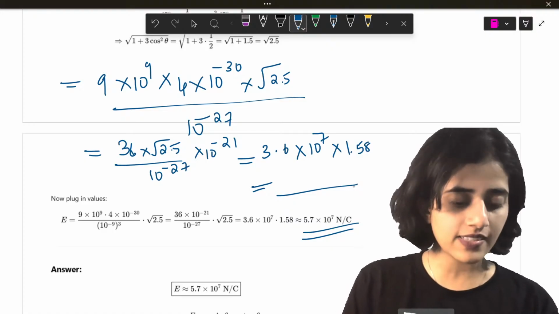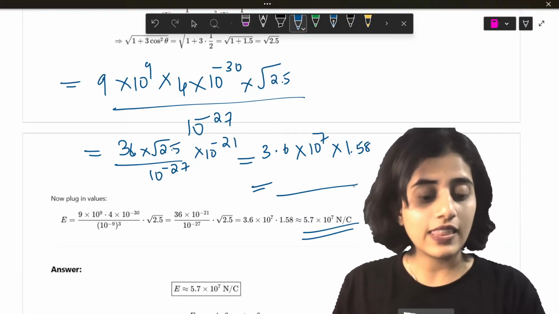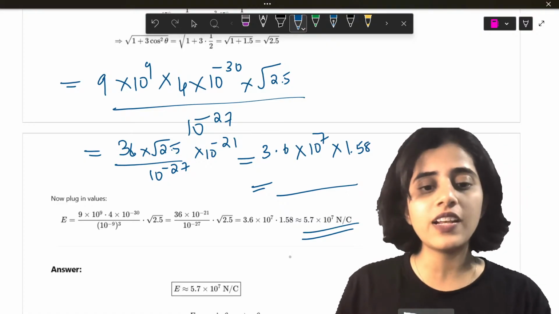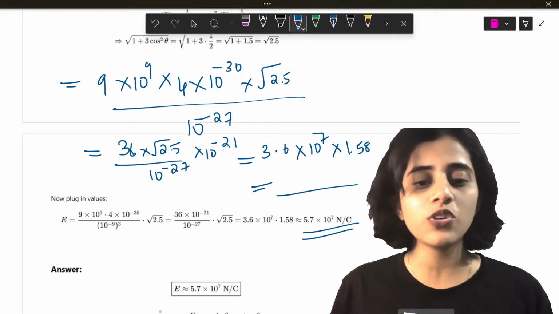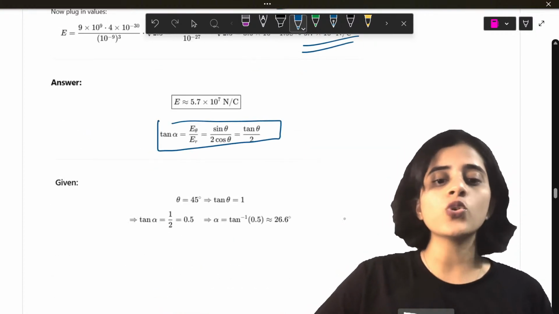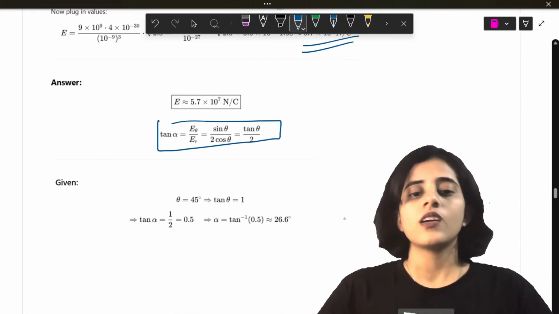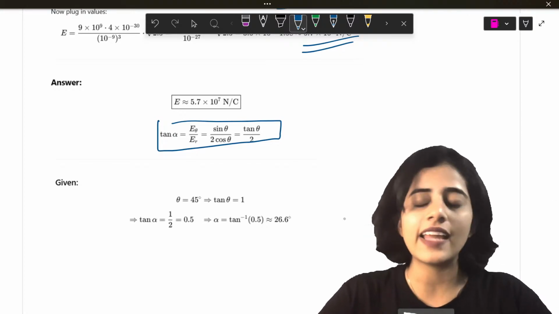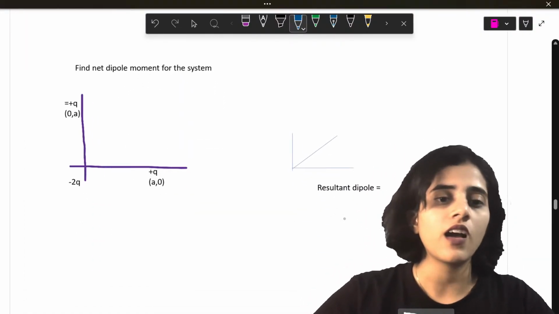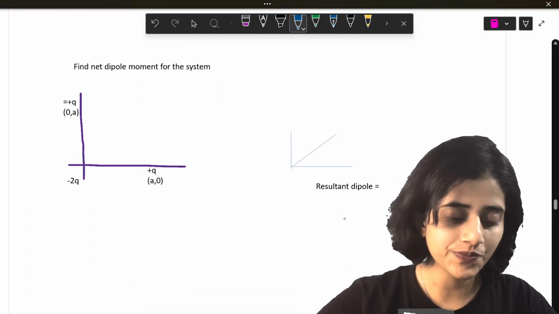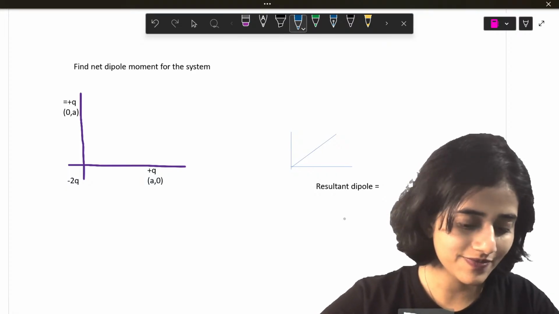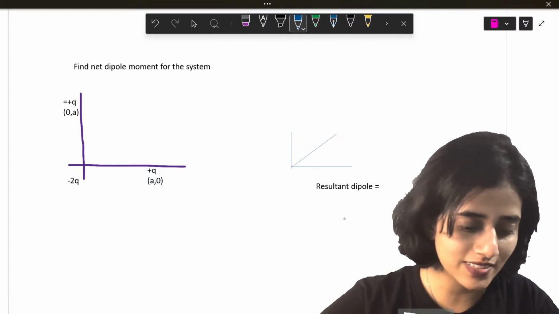Now, in the question it doesn't say, but in case they ask you to find out the direction of the electric field, the angle, you just have to do tan theta by 2. So, tan 45 by 2, which is tan inverse of 0.5. With the Clark's table, you can find it out. It will be 26.6. Is that clear to all of you? Yes.